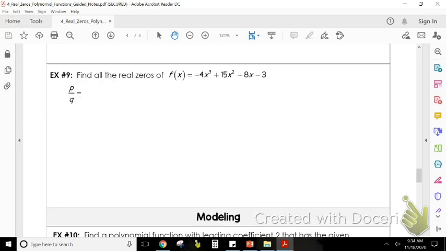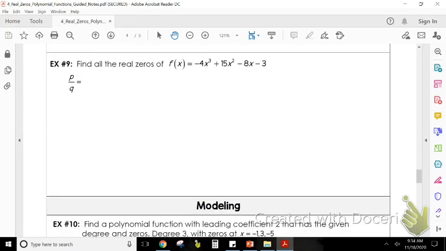All right, number 9, more of the same. So we're going to find all the real zeros of this. When it says the real zeros, you might end up with some that are irrational. Irrational zeros would be like the square root of 2, the square root of 5, things like that we could get for zeros. But the process is still the same.